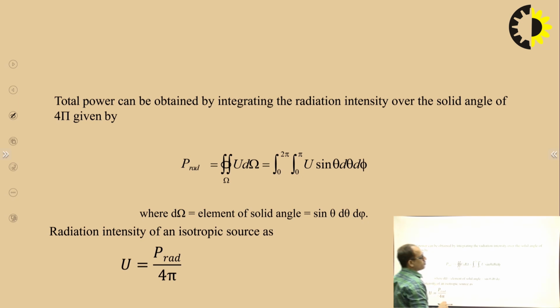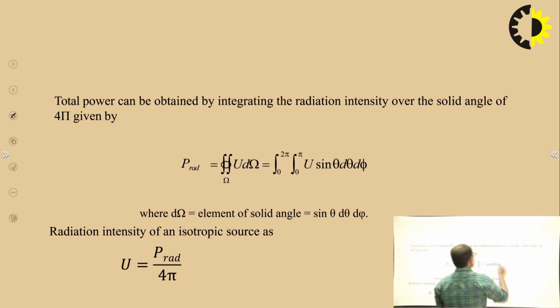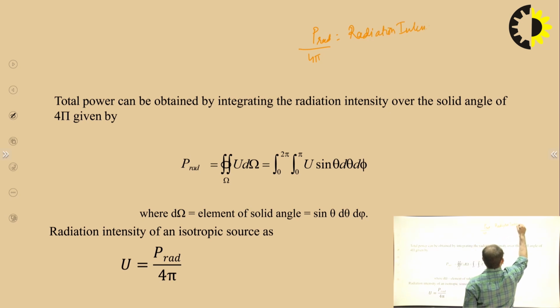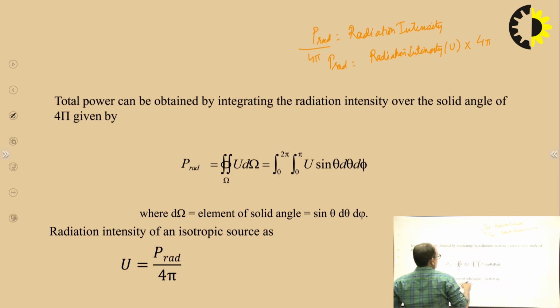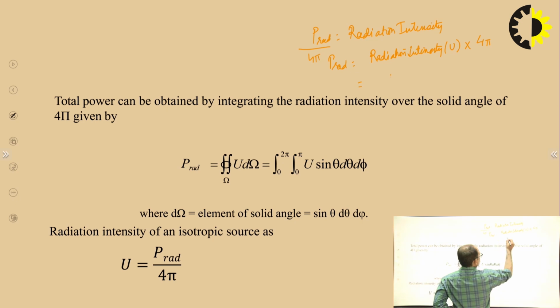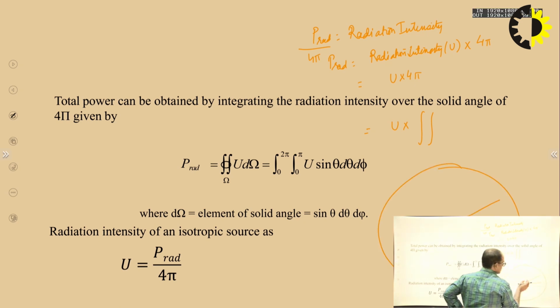So if I want to calculate how much power is radiated over a whole solid angle, I have already told that P radiated upon 4 pi is equal to what? Radiation intensity, that is U. Or you can say that the total power radiated will be equal to what? Radiation intensity U multiplied by 4 pi. Clear? This can also be represented as U into 4 pi, or you can also say that this is equal to U into the integration of solid angle, because if I say this is per unit solid angle, how much power is the intensity in this? This will be equal to what? d omega.